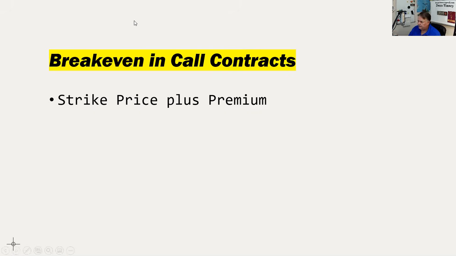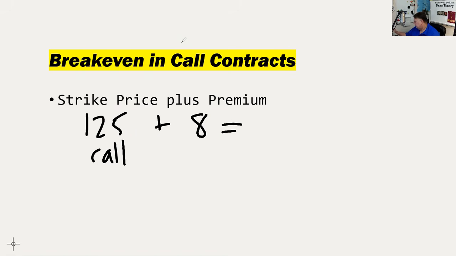Let me get out my annotation tool. I buy an Apple 125 call. And let's say I pay 8 for that. My break even would be 133. It's the same break even whether you're going long or short. So if you were long this contract, you'd want it above 133. And if you were short, you'd want it below. But it's the same break even.